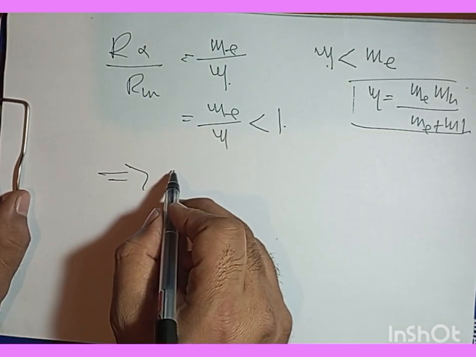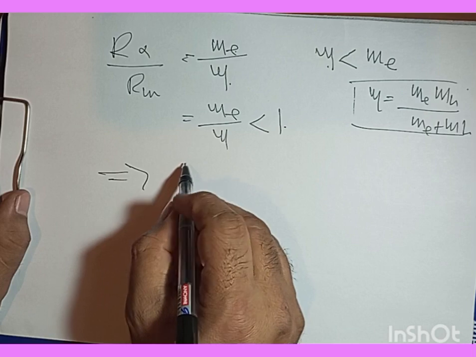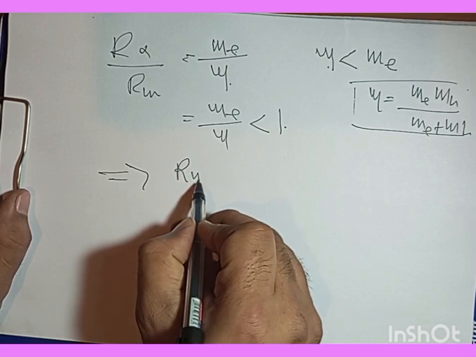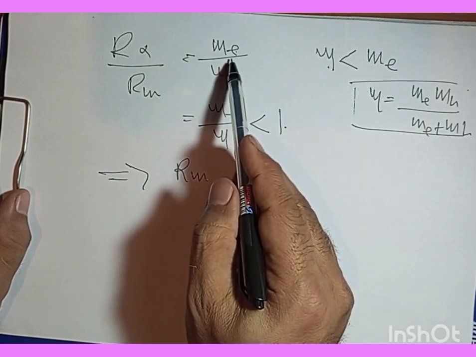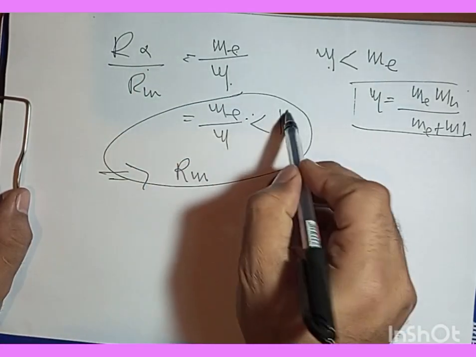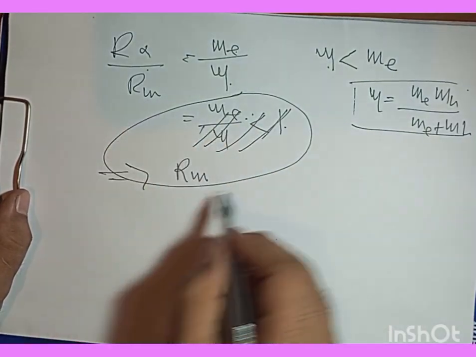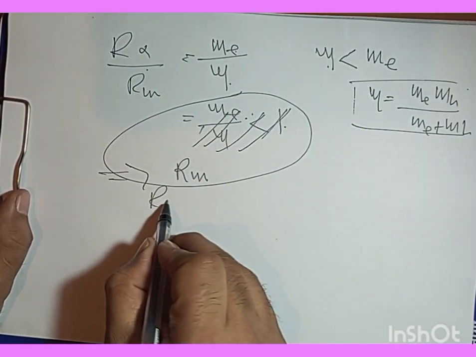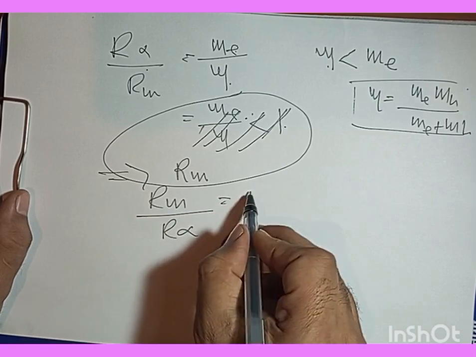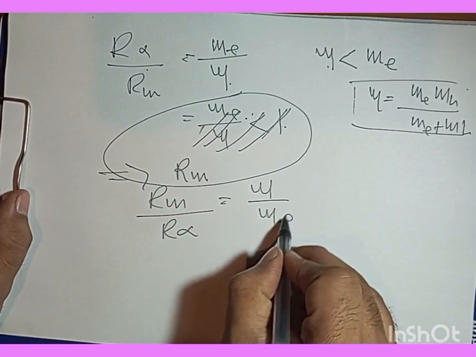That means this Rm, or... am I right here? R infinity. Let me take it in the opposite sense. I'm doing it wrong, I think. So that way it will be simple. So this is Rm divided by R infinity, that is mu by mu e.